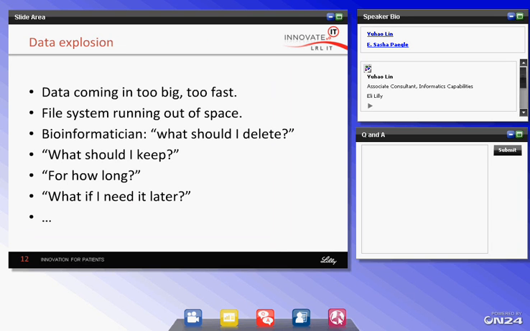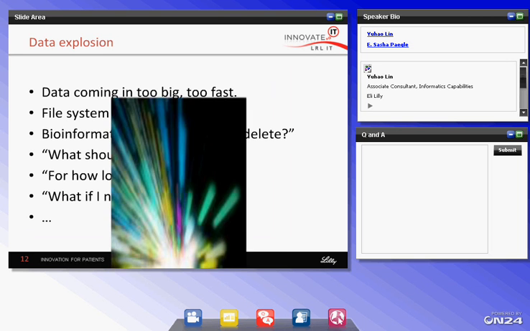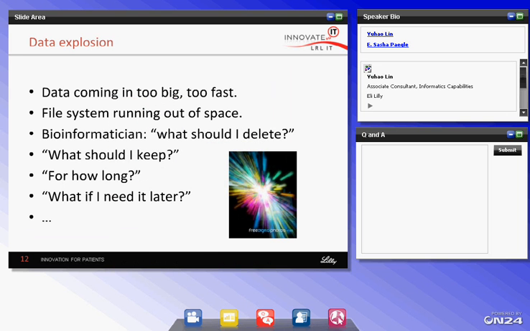Okay, so I'm taking you guys into our journey a little bit. When we first started looking at NGS data, we had these problems. The data was coming in too fast, and the file system was running out of space. So then people were asking, what can we delete, and what can I keep? If I need to keep something, how long do I need to keep it? And what if I need it later? So some of you guys might have lived through this. I think it's probably not too uncommon for people dealing with a lot of NGS data. So I think of this as a big data explosion.